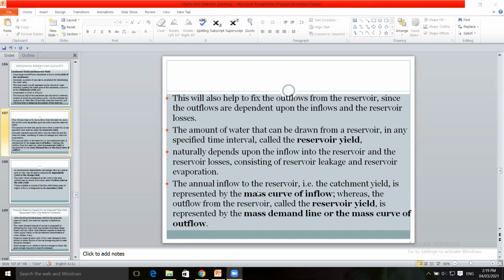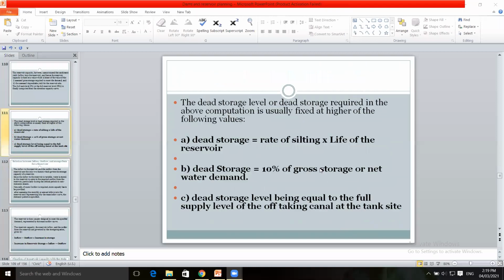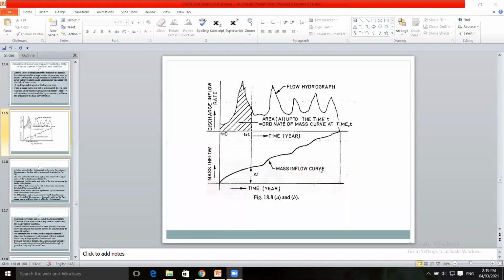The annual inflow to the reservoir, the catchment yield, is represented by the mass curve of inflow. How do we show how much annual inflow has occurred in the reservoir? It can be determined by the mass curve of inflow. The mass curve of inflow is plotted. This is a mass curve.